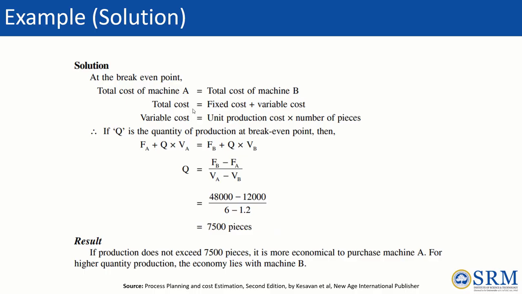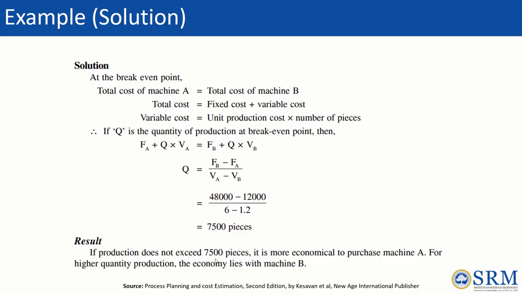So we know the formula for total cost, that is fixed cost plus variable cost. Variable cost is unit production cost into number of pieces. So equating these both at the break-even point, the total cost of machine A will be equal to the total cost of machine B, that is FA plus Q into VA is equal to FB plus Q into VB. From this we can calculate the Q value, that is 7,500 pieces.